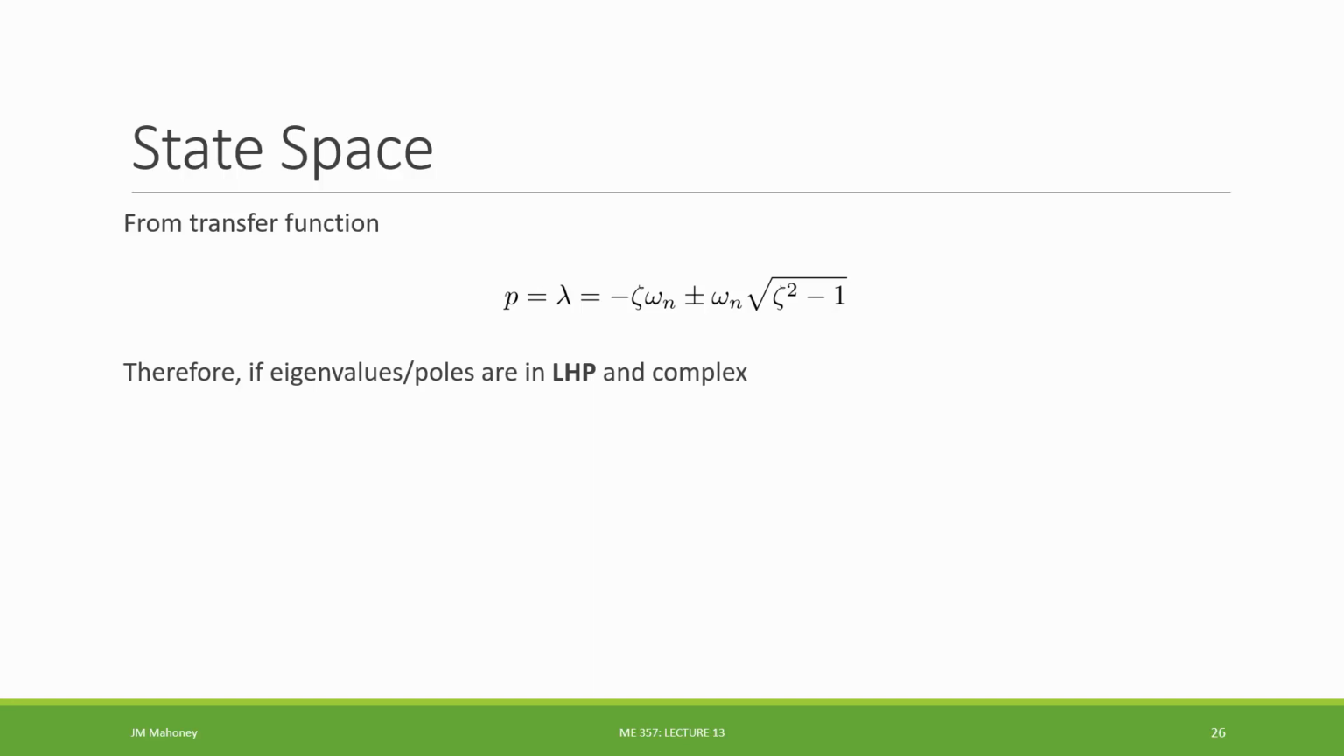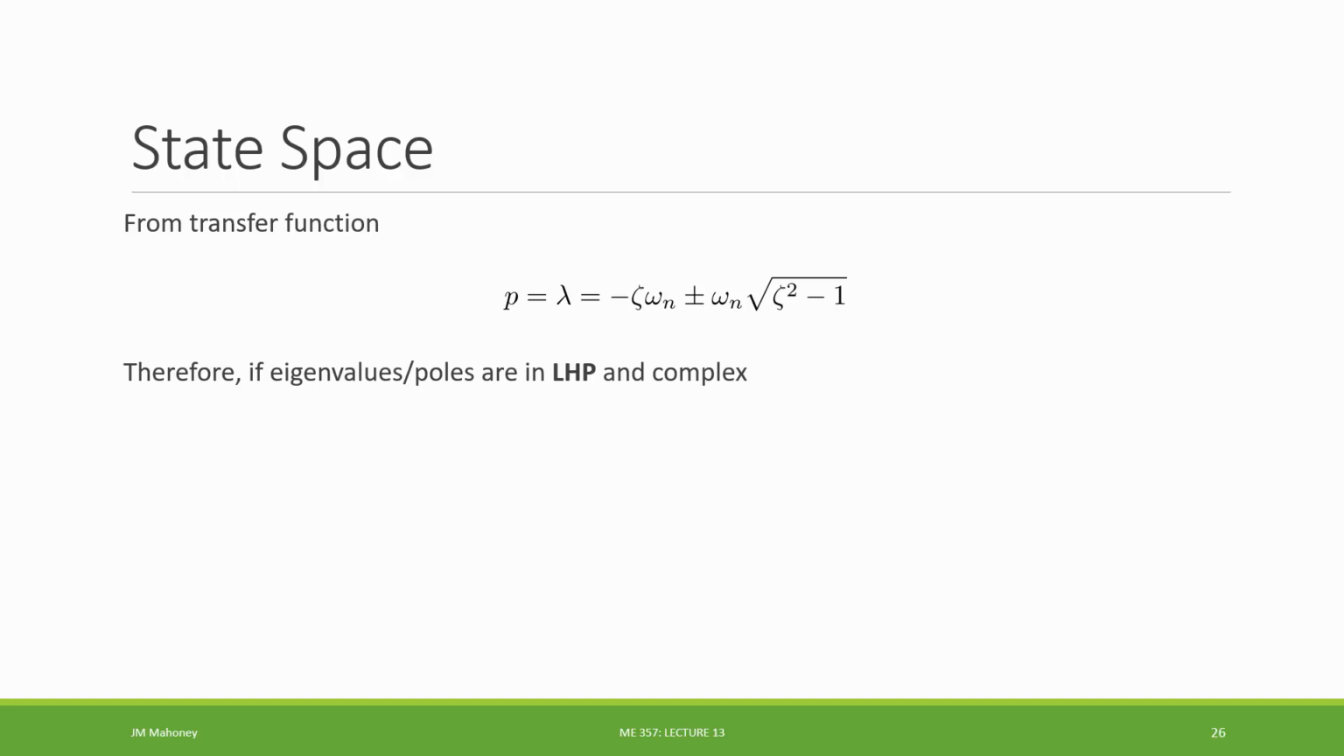So if we know the properties of the eigenvalues of that A matrix, we can also make assessments about the stability of our system. So if the eigenvalues are in the left half plane and they are complex, therefore our system is underdamped. It's stable and it's underdamped, exactly the same way we looked at the poles of our system and made that assessment. And both of these are coming back to that time domain homogeneous solution, where we had those exponentials raised to different powers.